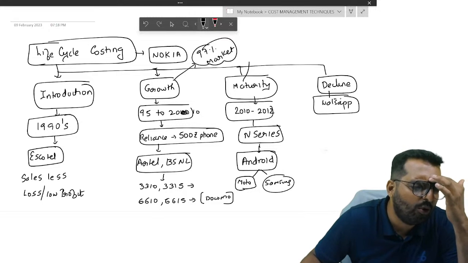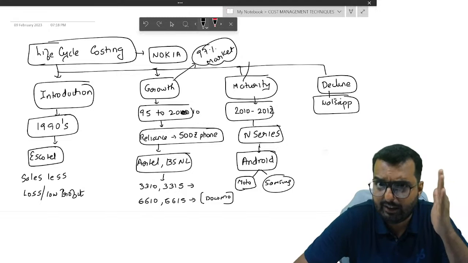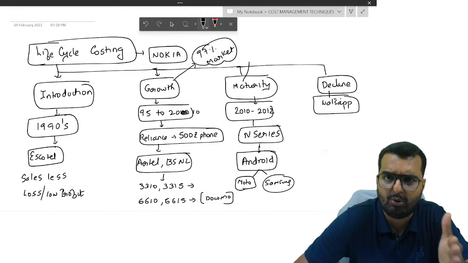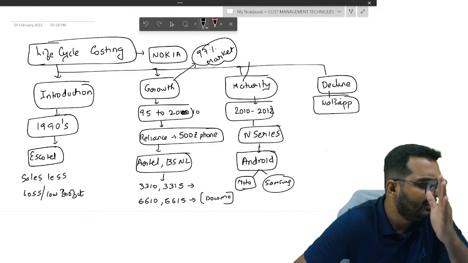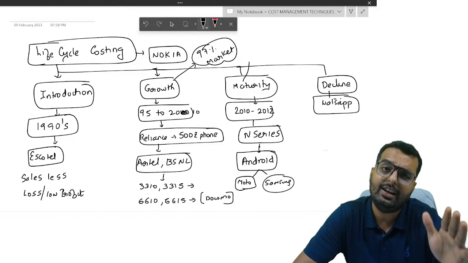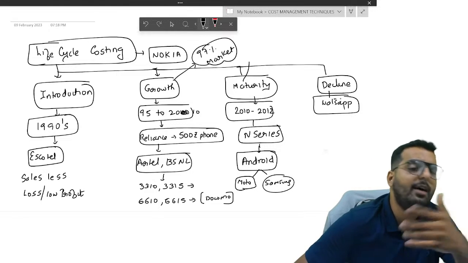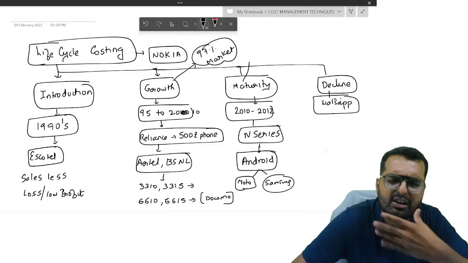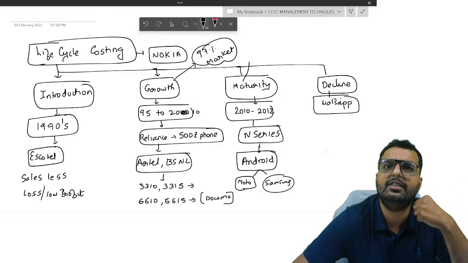WhatsApp became so viral that I still remember people going to the stores and they never used to ask for Android phones. What these fellows used to say was, I want a WhatsApp wala phone. That was the kind of talk people started having out in the market. Suddenly, people started buying this. Nokia couldn't manage this change.